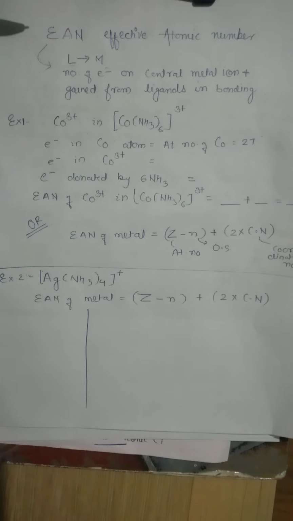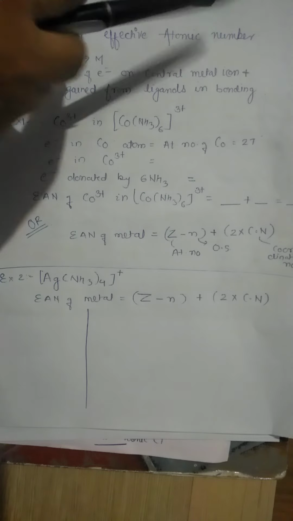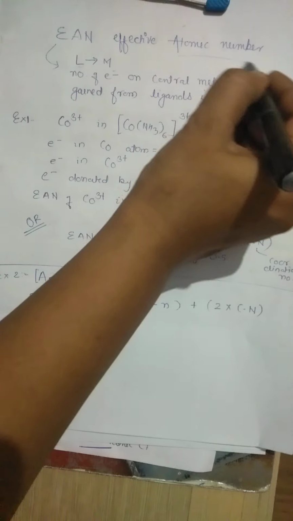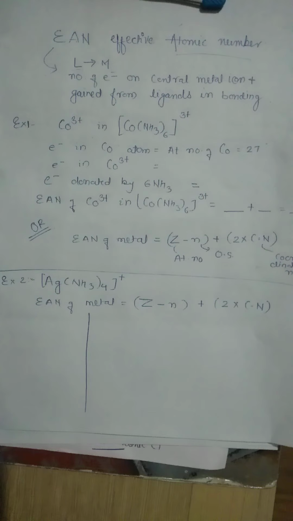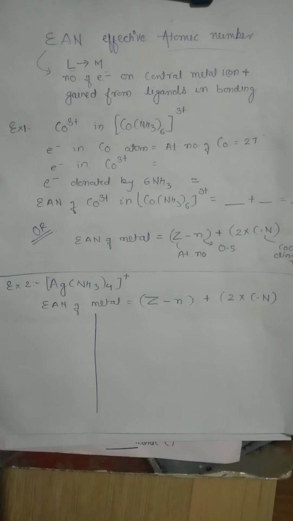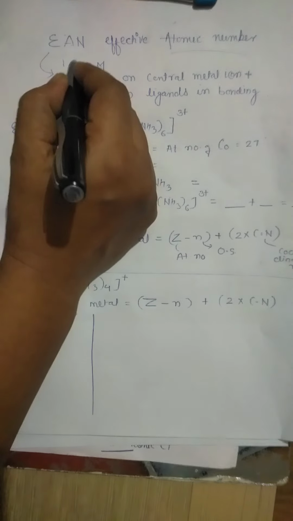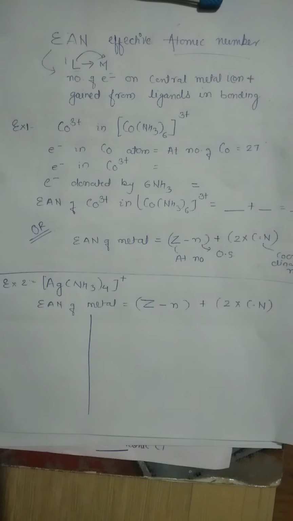That's why purely atomic number is not considered in this. The term is effective atomic number. Now actually what is this effective atomic number? It is nothing but the total number of electrons on the central metal ion and the electrons which are gained from the ligand to the metal ion during the bond formation. That is called effective atomic number.